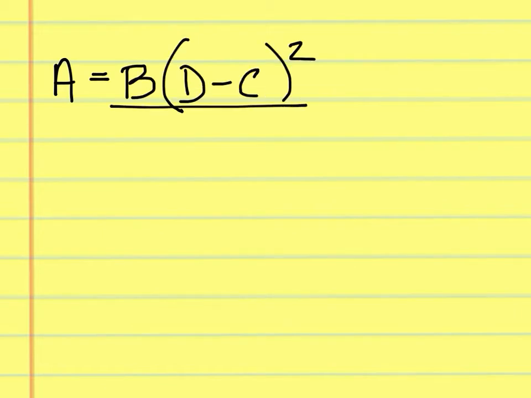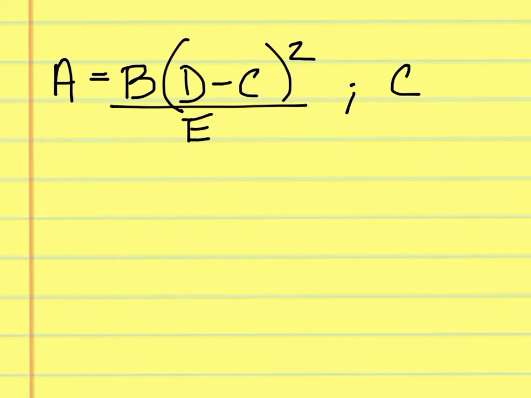Here is a formula. It is A equals B times the quantity squared of D minus C, and underneath all of that you have an E. You must solve for C. C is the chosen variable and you must solve for it. You must begin getting things away from the C.